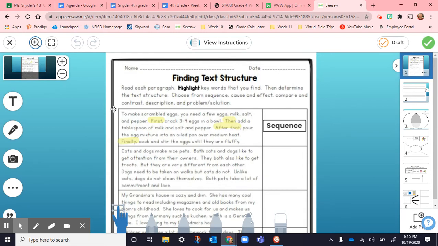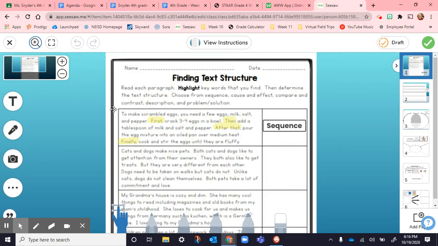And so for this first one, first the direction says we're going to read each paragraph. We're going to highlight the keywords that we find. We're going to determine the text structure and the choices that we have. So when authors write an informational text, they can do it in different ways. Sometimes they write in sequence, cause and effect, compare and contrast, description, and problem and solution. So these are different options that you might find. And each one has keywords that signal to you what type of writing it is.